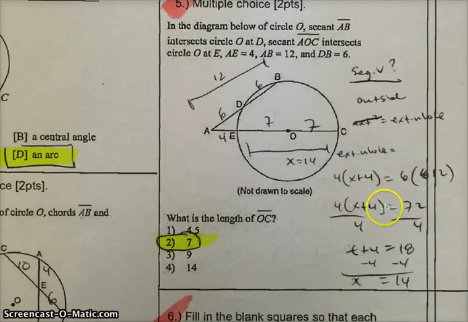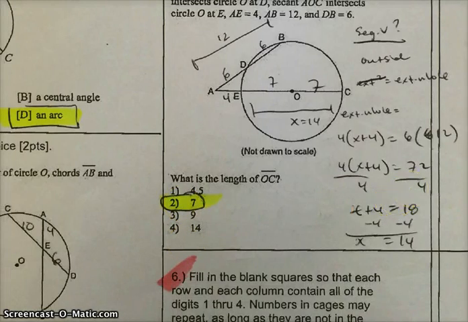You could distribute, or you recognize this is multiplication, so you can divide by 4 on both sides, subtract 4, and you get x equals 14. Now if x equals 14, this whole length, then I can break it in half because I know the diameter is 2 radius, right? Or diameter equals 2r, so therefore OC is equal to 7.